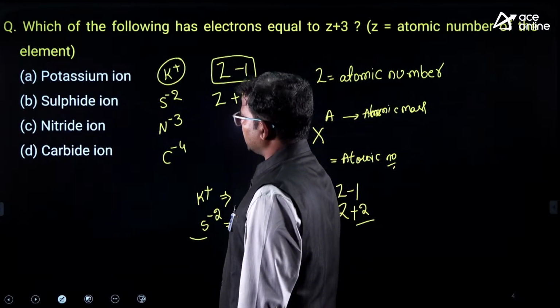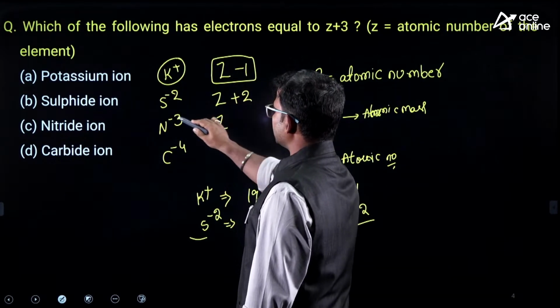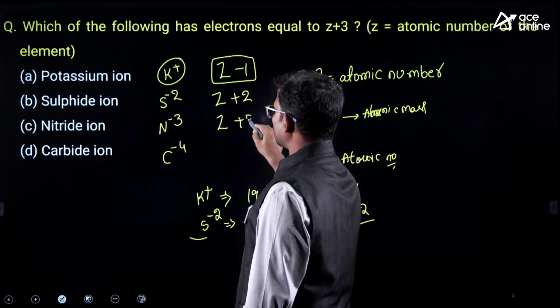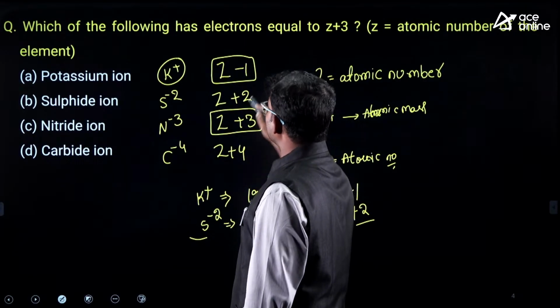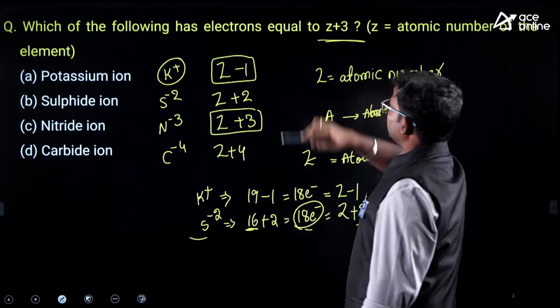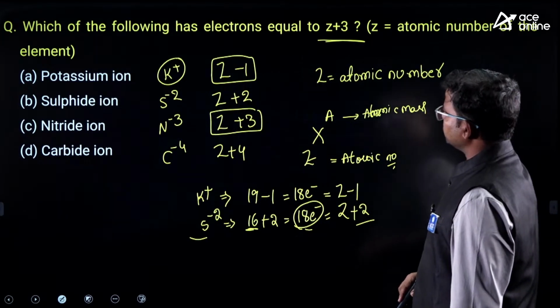Next, nitride ion. So nitrogen, atomic number 7. Next here, addition of 3 electrons, so it means Z plus 3. Here in the same manner, Z plus 4. So what about the given one? Which of the following has electrons equal to Z plus 3?